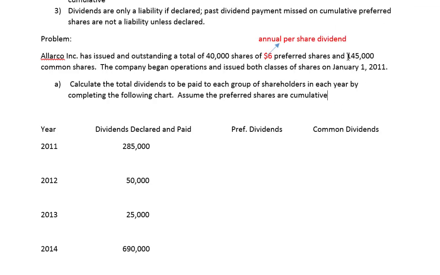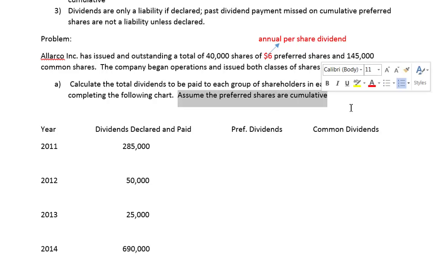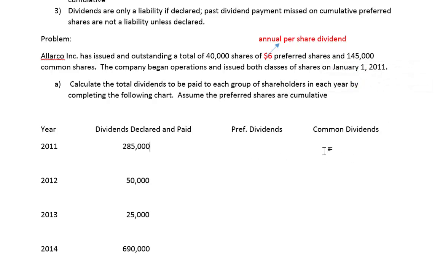Okay? And I have 145,000 common shares. Notice I didn't say what the dividend is on those. I don't know and I don't care. I'm more concerned about how much dividend I'm going to pay to my preferred shareholders, because what they don't get, the common will get. I also know that the company started their business on January 1, 2011. So what I need to do first, assuming that the preferred shares are cumulative, is figure out how much each year, based on what I've declared, preferred shareholders are getting.